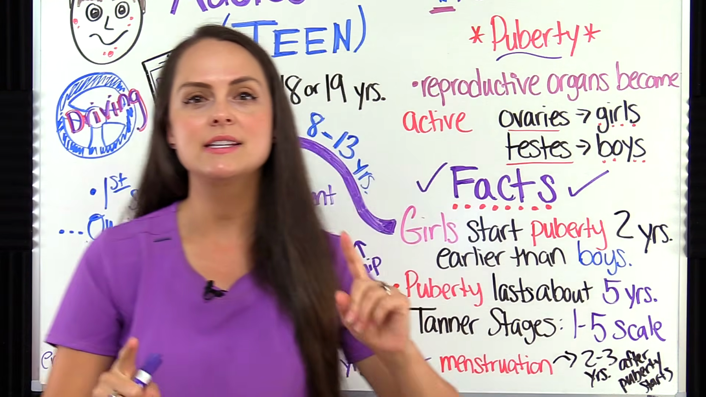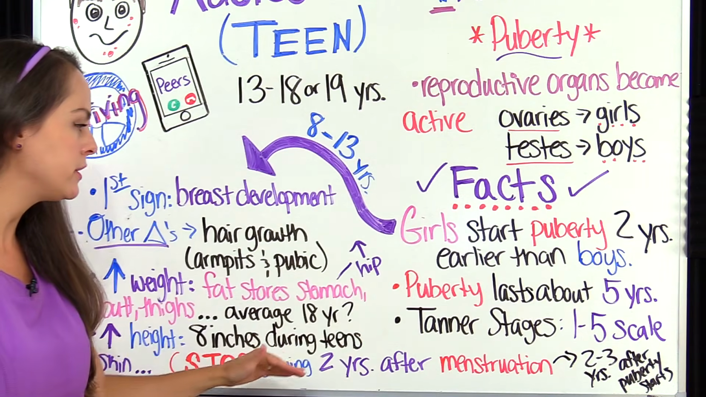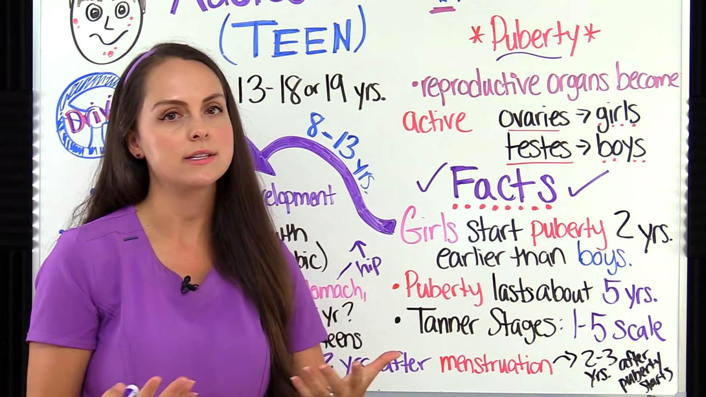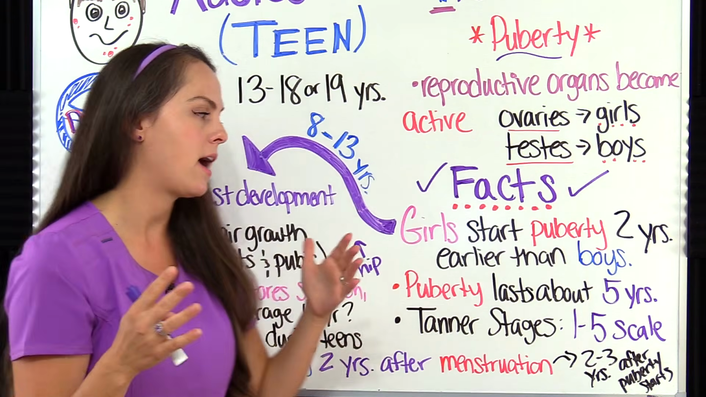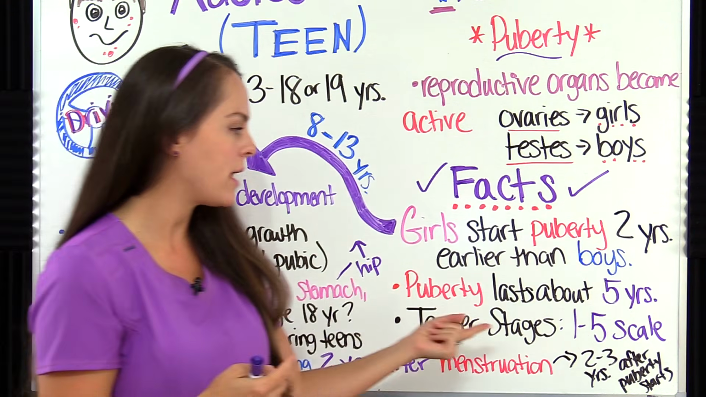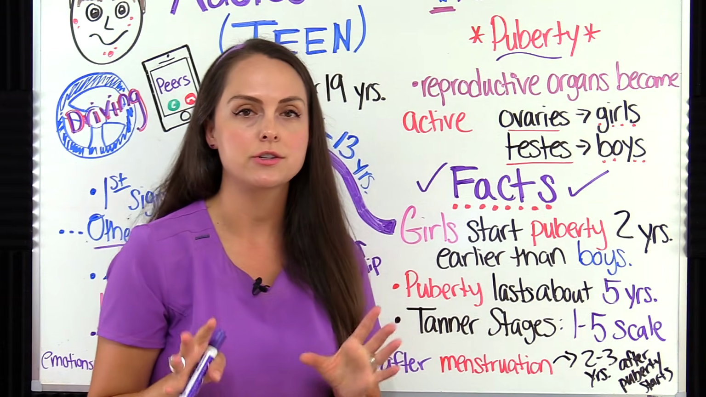Now the thing with girls is that they tend to stop growing 2 years after menstruation. So once they get their period, 2 years after that, they will typically quit increasing in their height. And menstruation tends to occur about 2 to 3 years after puberty starts.